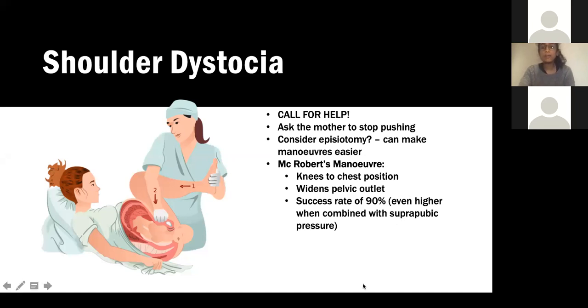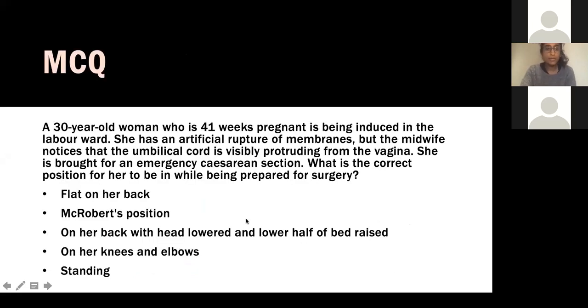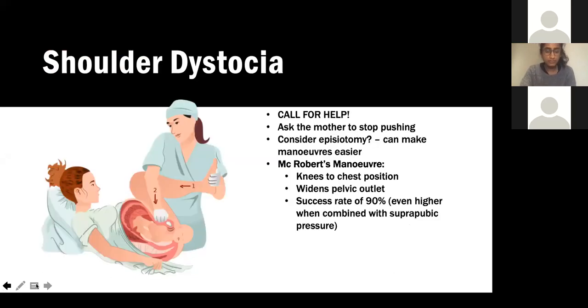And if you combine that with suprapubic pressure, which is what this diagram shows, it basically has a success rate of 90%. But you can also do lots of weird and wonderful maneuvers, like there's a wood screw maneuver. There's lots of other things as well that you can do. The thing that you guys need to know is what's the first line. And the first line is, call for help, asking the mom to stop pushing, and then McRoberts maneuver, because it has quite a high success rate.